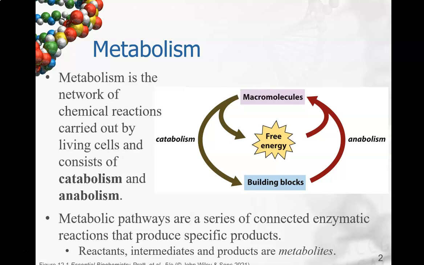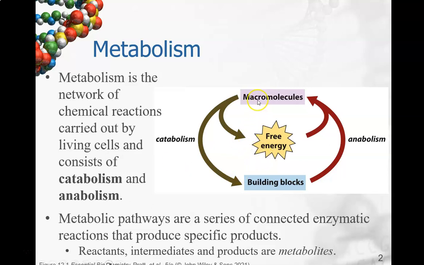Some of this is review from general chemistry. First off, when we say metabolism in biochemistry, we refer to the network of chemical reactions carried out by living cells. So this is where the biochemistry comes in. We have the chemical reactions, which are the chemistry, and the living cells, that's the biology. And metabolism consists of both catabolism and anabolism.